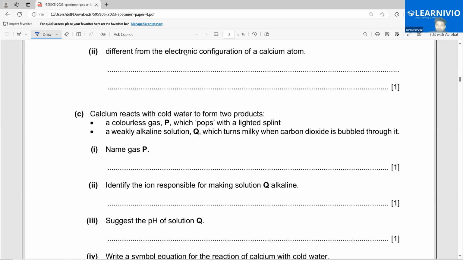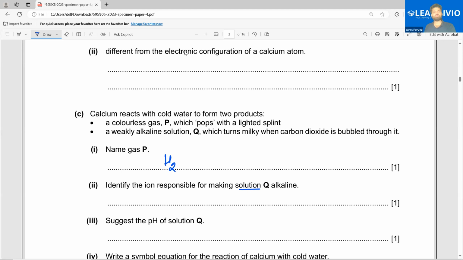Calcium reacts with cold water to form two products: a colorless gas P, which pops with a lighted splint, hydrogen, and a weakly alkaline solution Q, which turns milky when carbon dioxide is bubbled through it. Identify the ions responsible for making the solution alkaline.